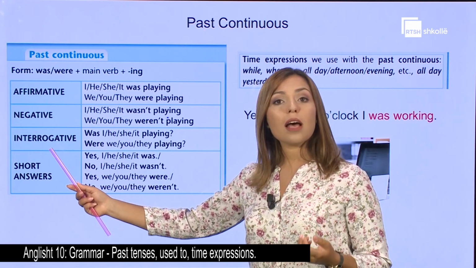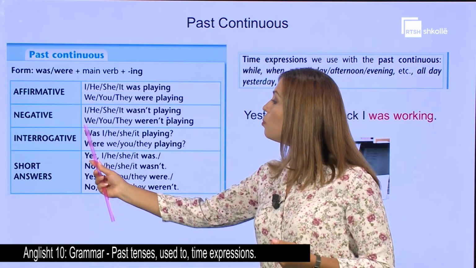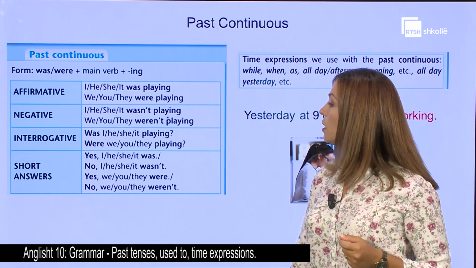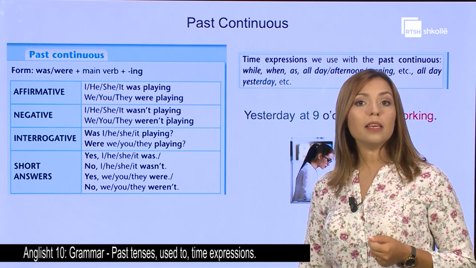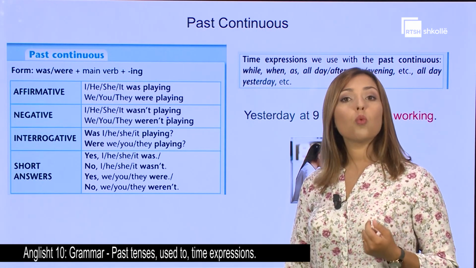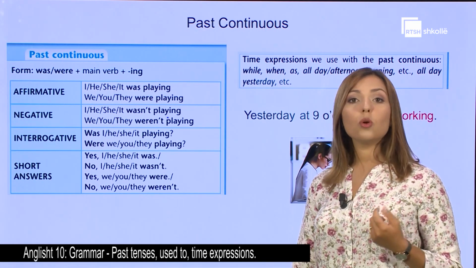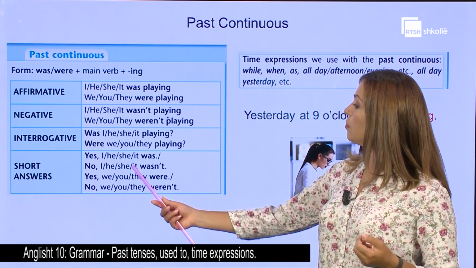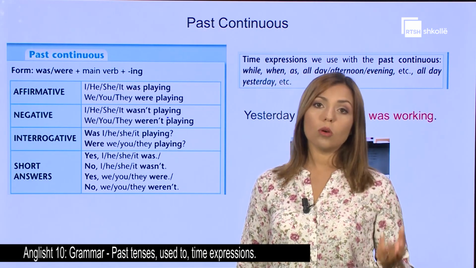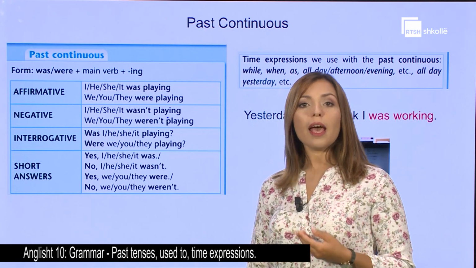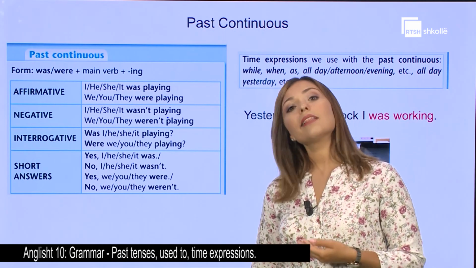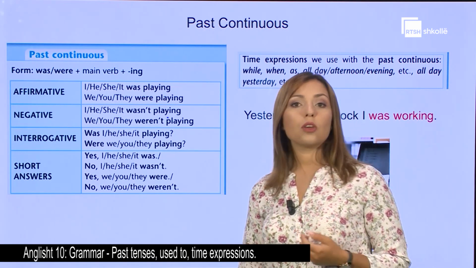If I want to ask a question, then I put the verb to be in the front. So we swap. Was I playing? Were you playing? Was he playing? Was she playing? Was it playing? Were we playing? And the short answers, we said if we ask with was, of course, this is how it's going to be answered. But we can say, were you playing last night? Yes, I was.